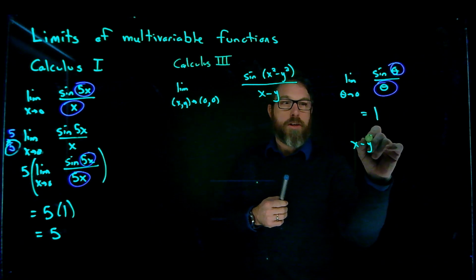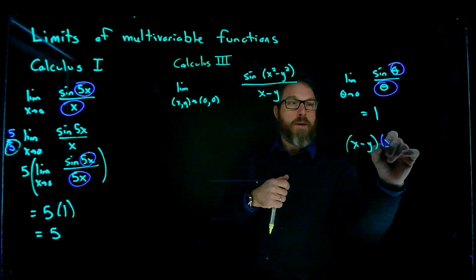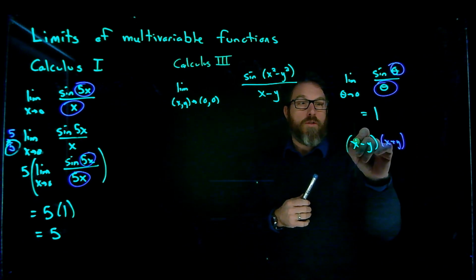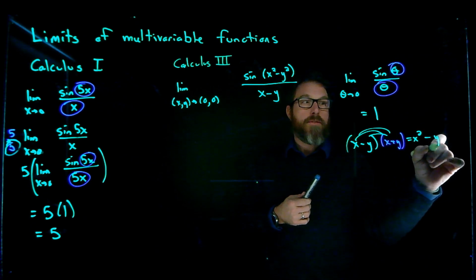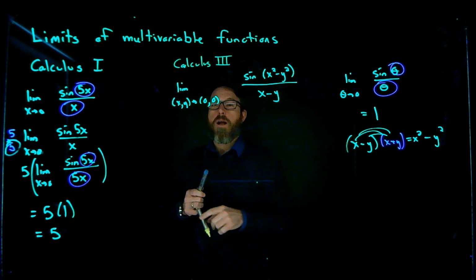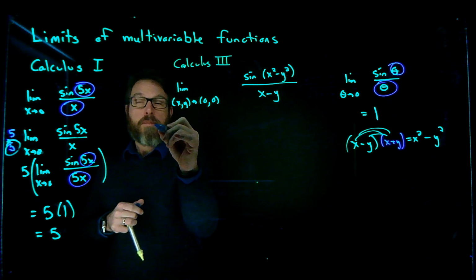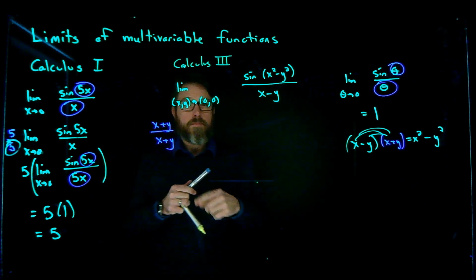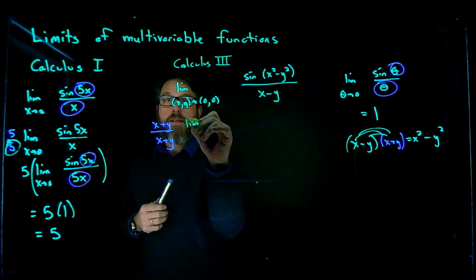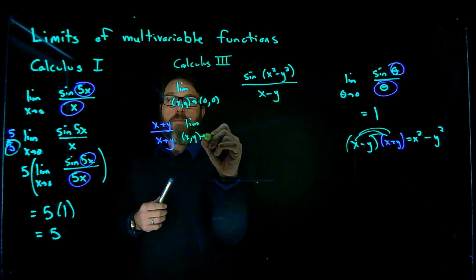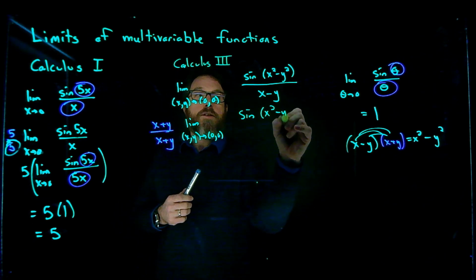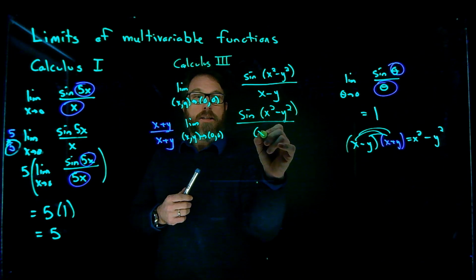So if I have an x minus y and I multiply this by x plus y, I know that that's going to give us a difference of squares. First is going to be equal to x squared, outside and inside will cancel, then I'm going to have a minus y squared. So what I'm going to do is multiply top and bottom by x plus y over x plus y. And this is going to be times the limit as x comma y approaches 0 comma 0 of the sine of x squared minus y squared all over x minus y.